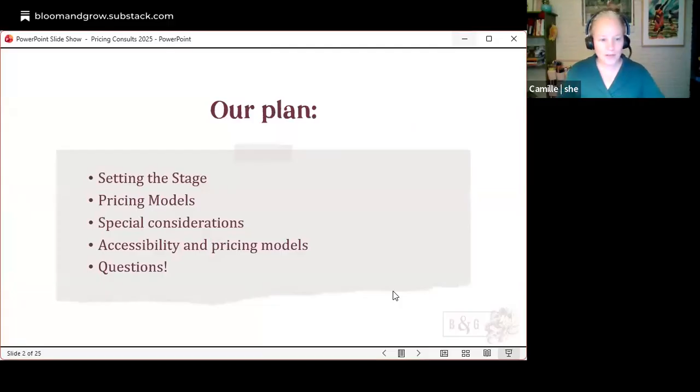Here's what we're going to do. We're going to go over some basic factors that come into play. We're going to talk about different methods that you might use to choose your pricing. This part is a little challenging, but we're going to do it. We're going to talk about special considerations, some of the questions people submitted in advance when you signed up. We'll talk about accessibility options like sliding scale and pay from the heart, what those are, whether they're worth considering, and the pros and cons. And then we will have time for questions.